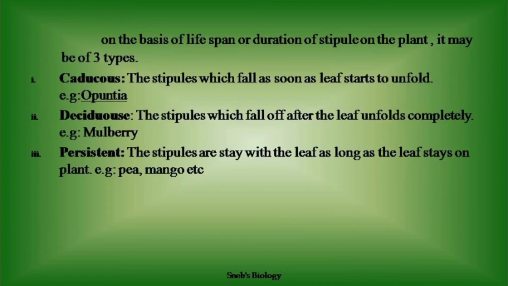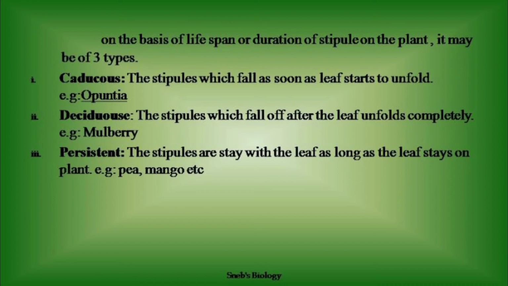So depending upon how long these stipules stay on the plant, they are categorized into three types: caducous, deciduous and persistent. Caducous means as soon as the leaves start to unfold, these stipules fall off. Their function is to protect the leaf primordium, that is the tiny bud-like structure. For example, Opuntia.